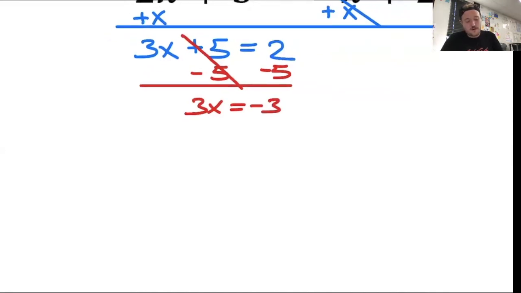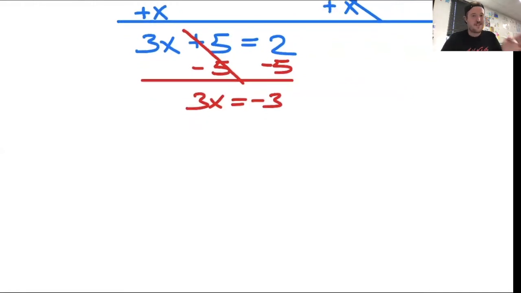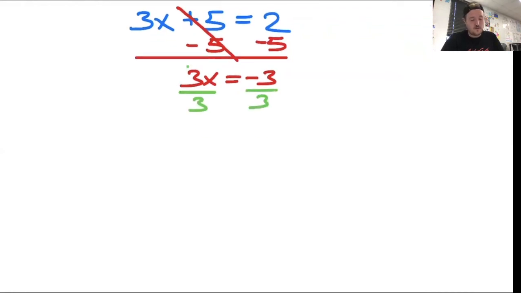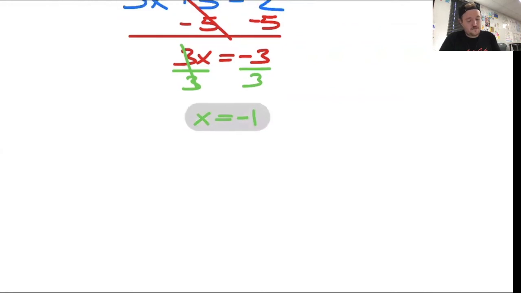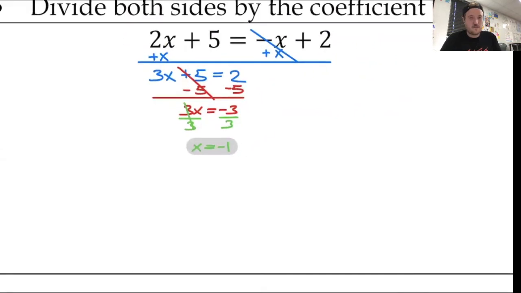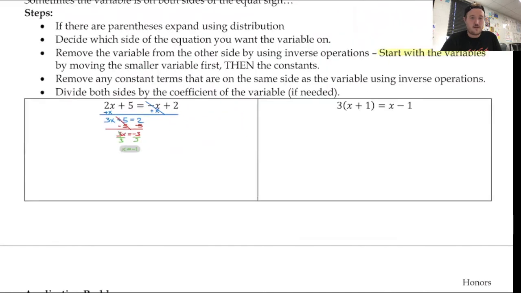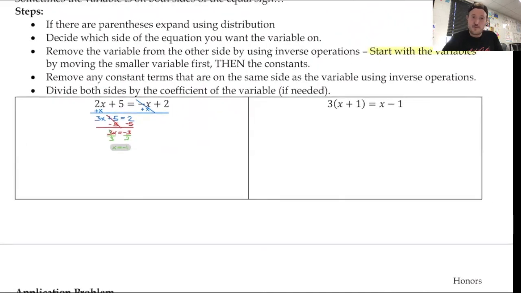All right, so the next step here, I have 3 times x, so I need to do the opposite of multiply. So I'm going to divide. So 3 over 3 simplifies. So I'm going to have x equals negative 3 over positive 3 gives you negative 1. So it just adds another step or two when they're on both sides.